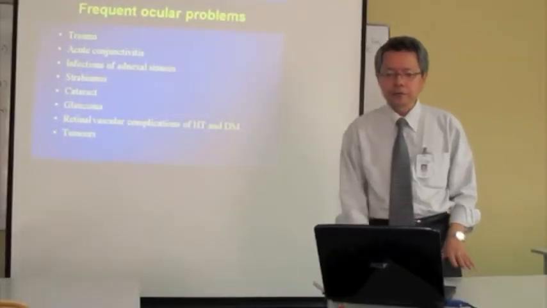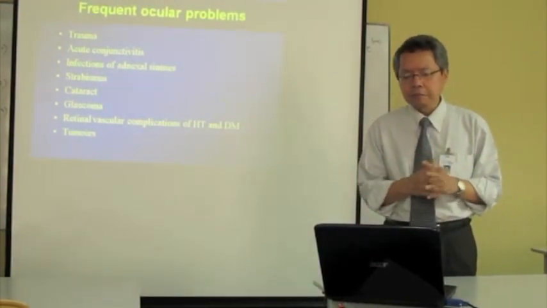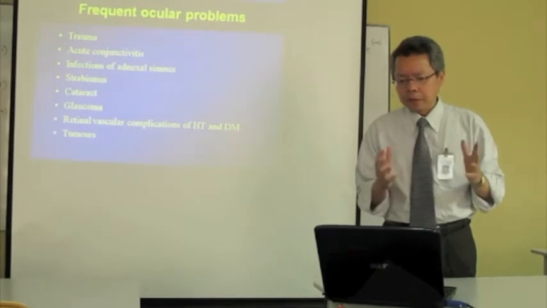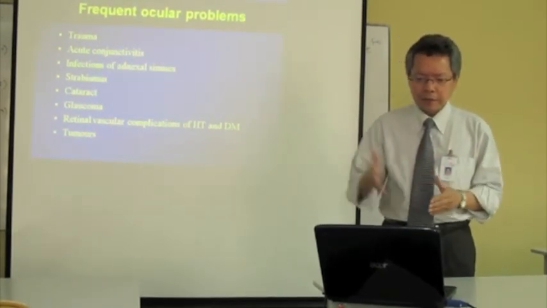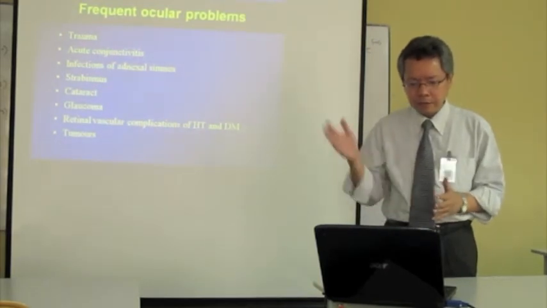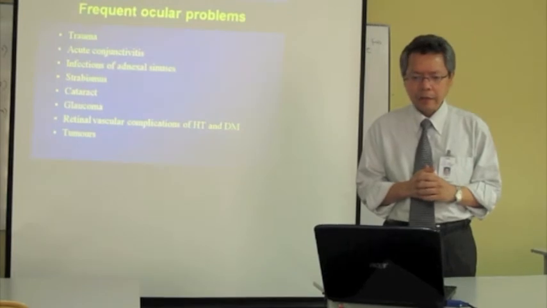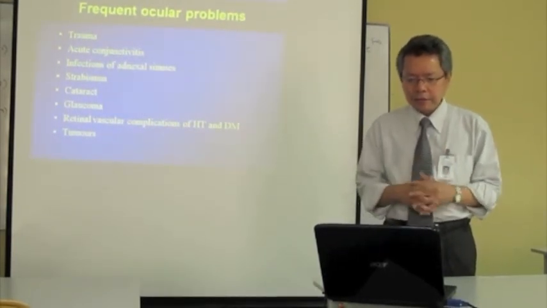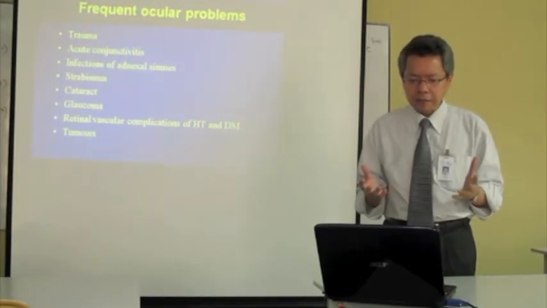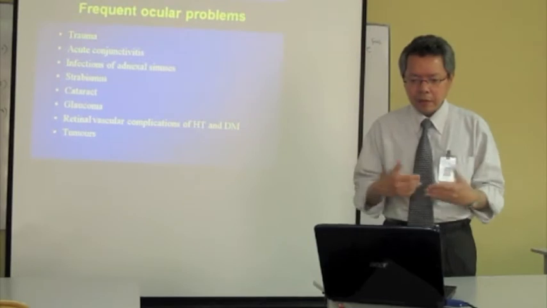Having looked at the most common problems that can cause blindness, let's have a look at some other problems which are frequent, but they may not be necessarily blinding. So I have listed them out into these sections. So if I may just go through them very quickly. First is trauma, or any accident to the eye. Second is acute conjunctivitis, inflammation of the conjunctiva, which is the external membrane of the eye.